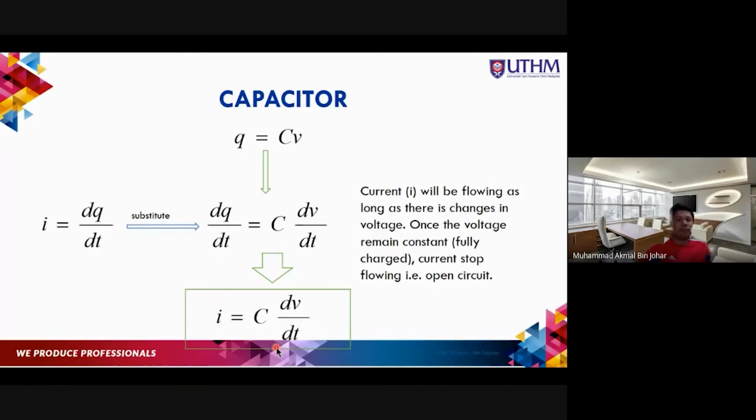Okay. So current will be flowing as long as there is a change in voltage, and once the voltage remains constant, which is fully charged, current will stop flowing and make it an open circuit. Okay.